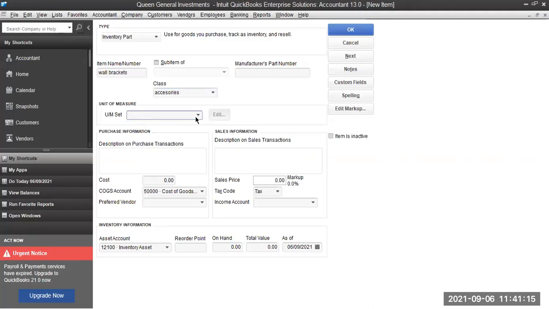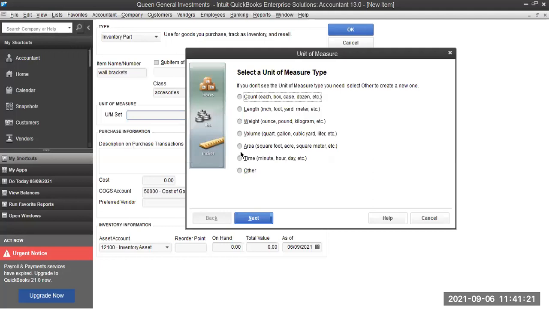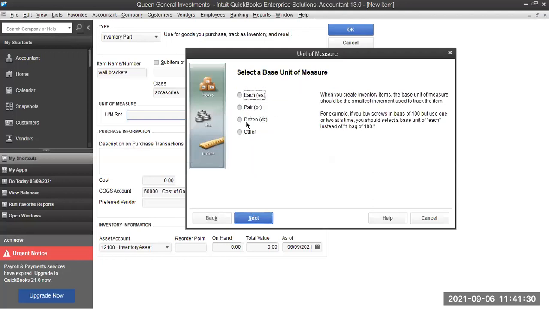Unit of measure, they have told us that they are measured in packets. If they are measured in packets, those packets will fall under count, because we count each packet that we sell. Click on next. If we look in the unit, to select a base unit, we don't have packets here. We only have each, pair, dozen, so the packets will fall under others.